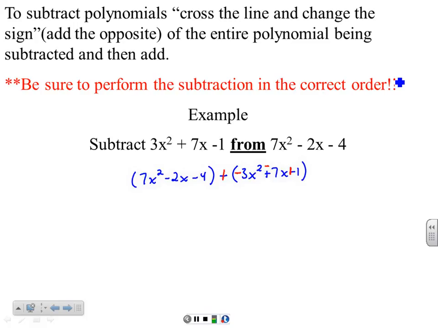So let's start with the x squares first. I have 7x squared plus a negative 3x squared, which is going to give me 4x squared. And then I have a negative 2x and a negative 7x, which is going to be negative 9x. And then I have a negative 4 plus 1, which is going to give me a negative 3. So again, there's your answer, and this is what I'll ask you to do on the test. I'll ask you to give me the answer, and then I'll ask you to classify it, and this is going to be a trinomial. And then I'll ask you to tell me the degree, and the degree is 2.